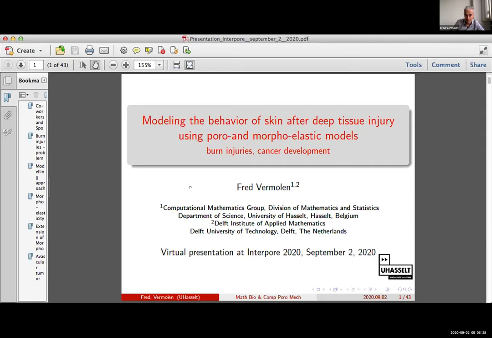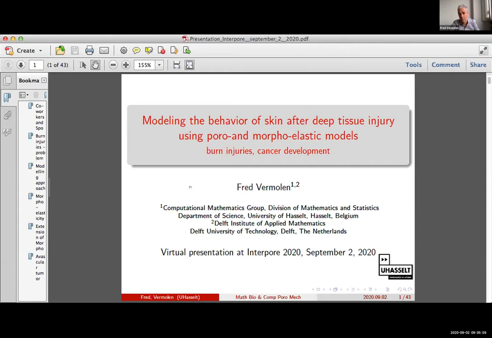First, let me say something about burn injuries. Of course, burn injuries are terrible injuries, and they can give a lot of problems to the patients that are subject to these injuries. One of the problems that patients can have is that their scar may become hypertrophic. As you can see here on the chest of this patient, you see an example of a hypertrophic scar.